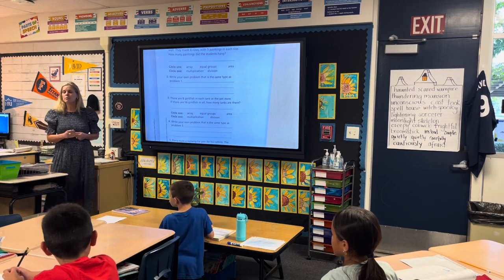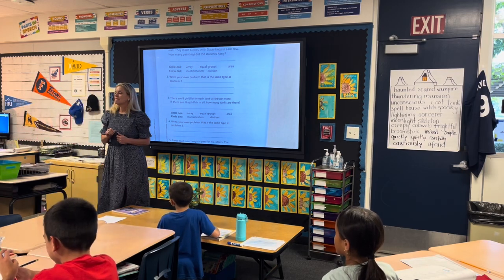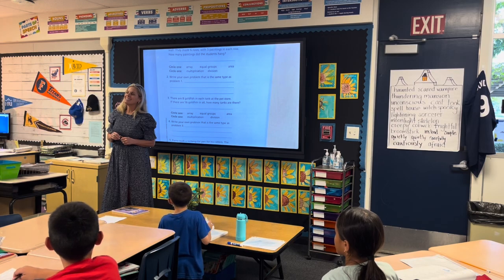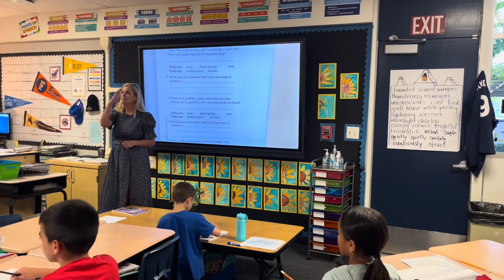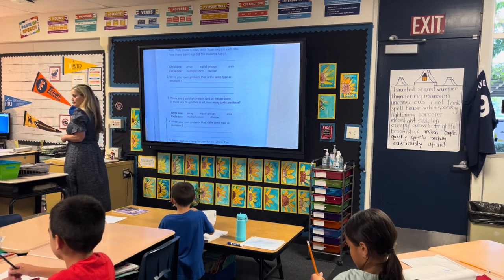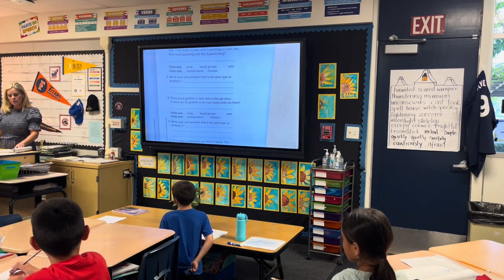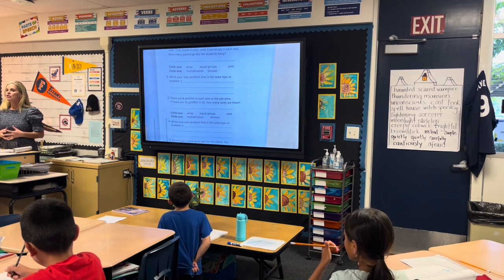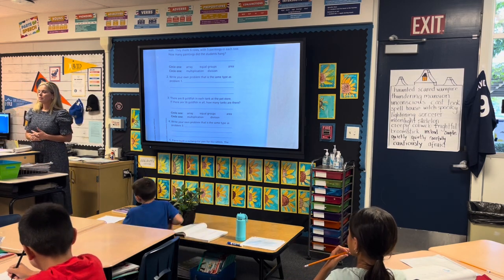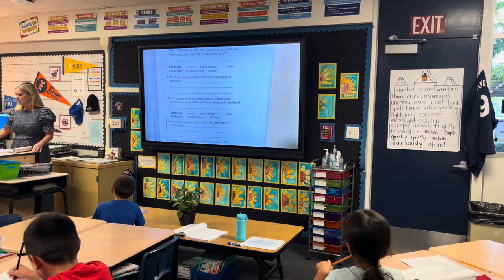Do you remember when we were learning about arrays? Yes. Array. What did an array have in it? Rows and columns. So number 1 is array. Was that multiplication or division? Multiplication.